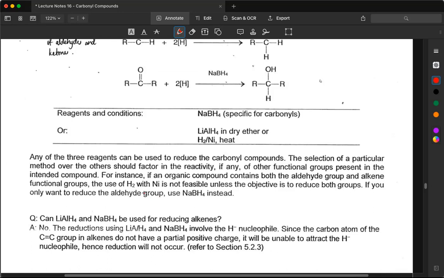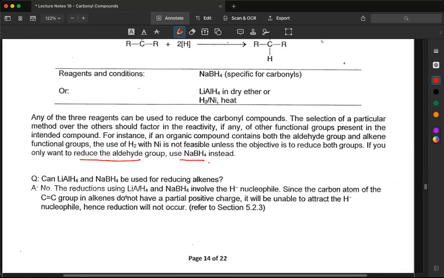If, let's say, the organic compound has both aldehyde and alkene functional groups, I will not advise you to use hydrogen because it will reduce both groups. So if you only want to reduce the aldehyde group, just use NaBH4. These two reagents cannot be used to reduce alkene because the reaction involves a hydride nucleophile. So the carbon atom of the double bond does not have a partial positive charge, unlike the carbonyl carbon, which is positive.